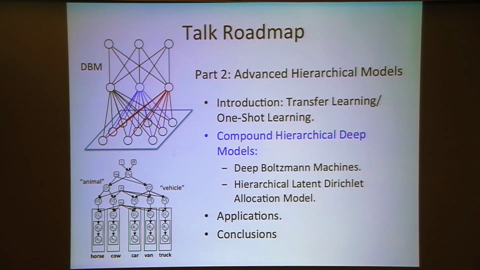Okay, so this is going to be the talk outline. I'm going to be focusing on one particular model called the Hierarchical-Deep Model, which combines two different models, an undirected graphical model with a directed graphical model. So deep Boltzmann machines with something called the hierarchical Latent Dirichlet allocation model. I'm going to show you some applications and finish up with conclusions.